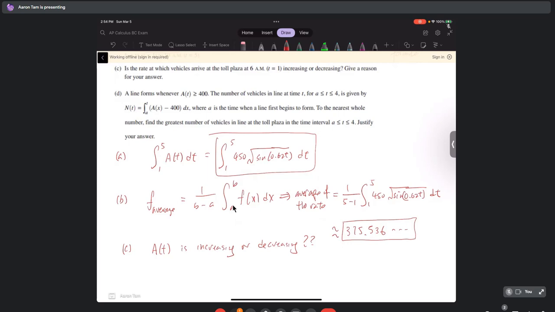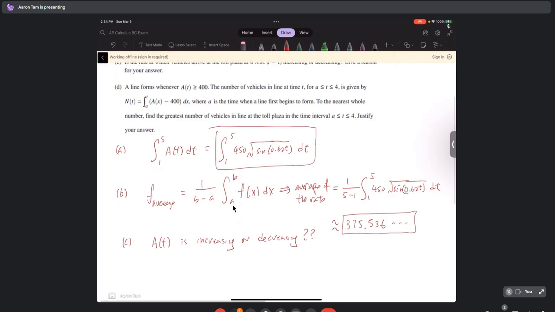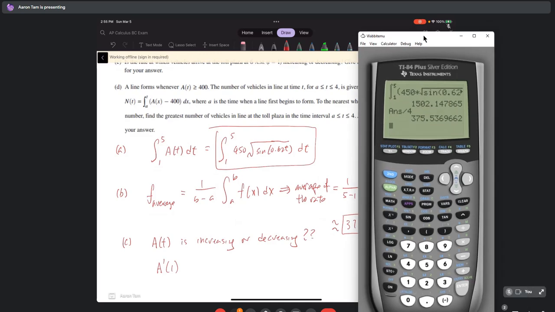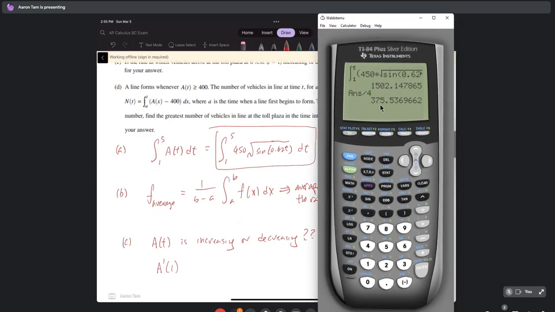They tell you t equals 1, so I'm going to try to find A prime at 1. Once again, you are not expected to find this by hand; you are supposed to use your calculator. So I'm going to move my calculator back in. The command is under math again, and this time we're looking for nDeriv, which stands for numerical derivative. So you find the derivative numerically for a function.